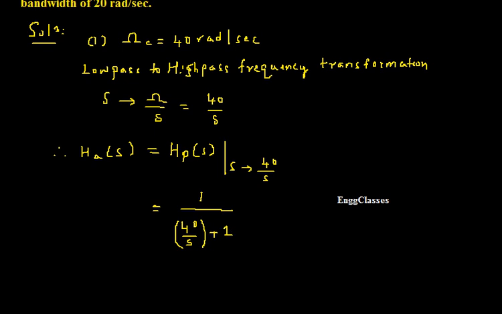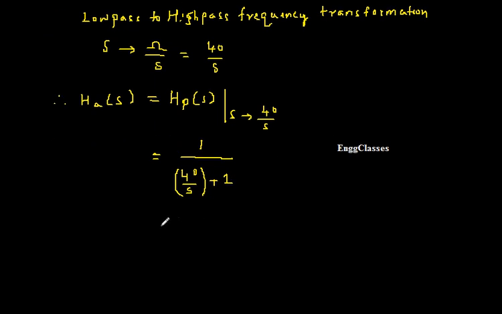So now just take the simple LCM and simplify it further so that we are going to get the transfer function of a high pass filter. So take S as the LCM and take it to the numerator. We are going to get S, that gets divided by 40 plus S. So I'm going to write S plus 40. So this is the transfer function of a high pass filter with the given cutoff frequency.